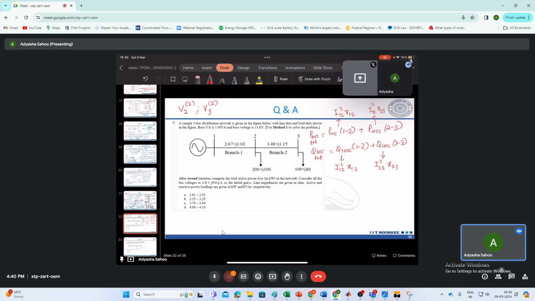Or you can write the power balance equation also. That is, P input equals P total plus P loss. So for this input power, that is at this substation or bus 1, what can I write for P input? How much will it be? It will be the real part of V1 I12 conjugate, right?